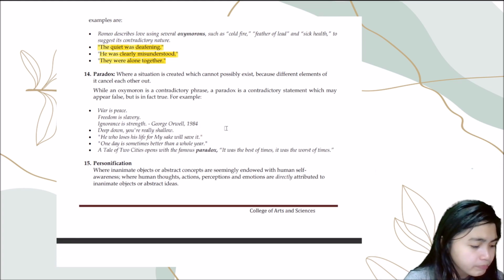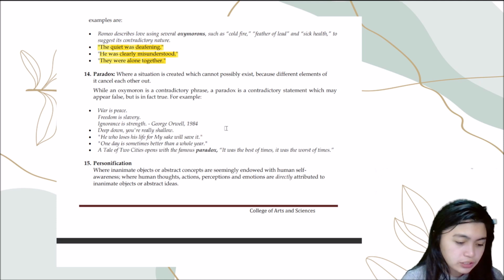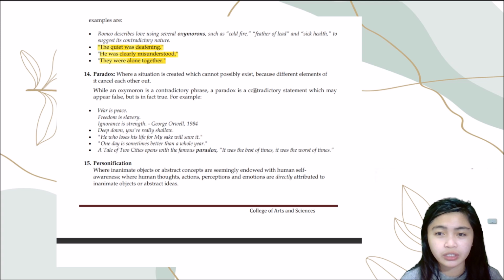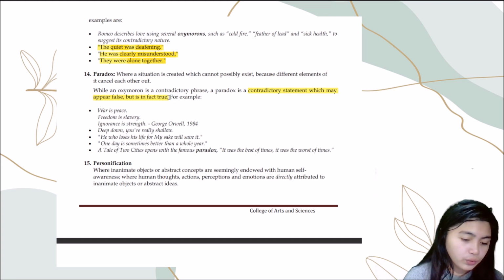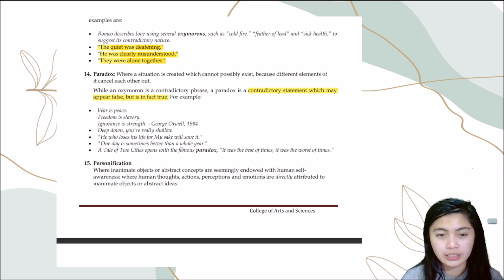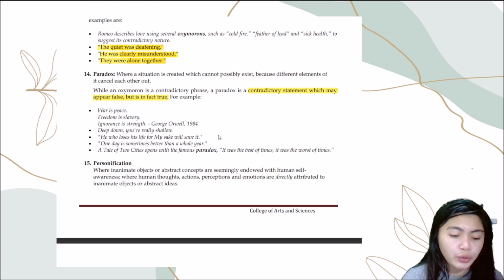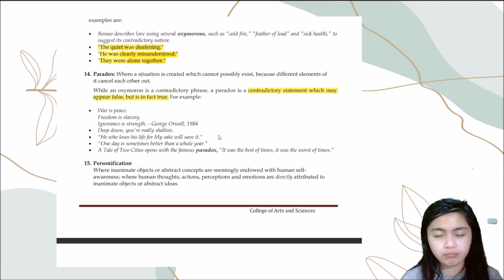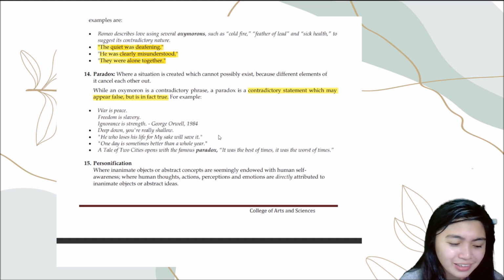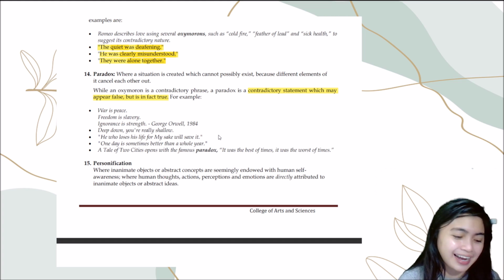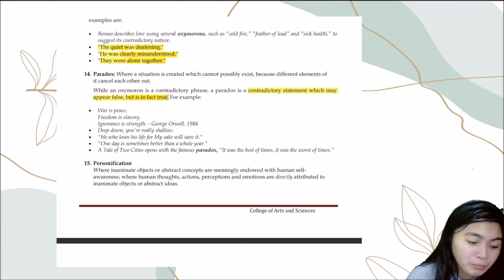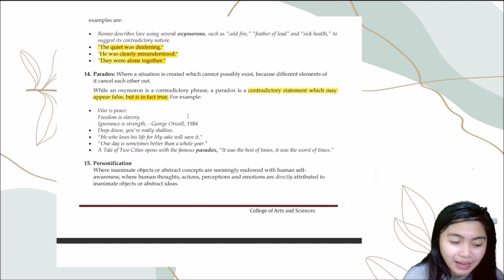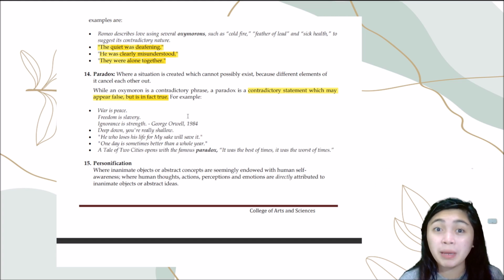Paradox naman is self-contradictory. So, a paradox is a contradictory statement which may appear false but in fact true. Ayan. So, example, may basahin tayo dito. Sabi dito, example is, you can save money by spending it. Ulitin ko, you can save money by spending it. Self-contradictory siya, right? You spend your money, tas kaka-save ka. Though, in fact, it is true, di ba? When you spend your money on your bills, you are saving a lot sa mga penalties.